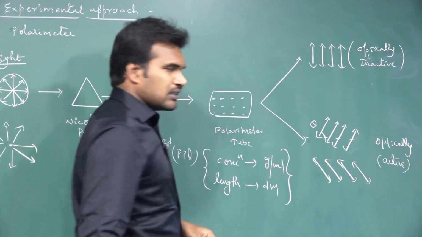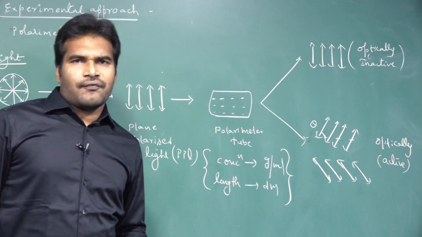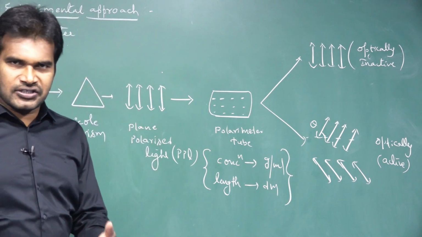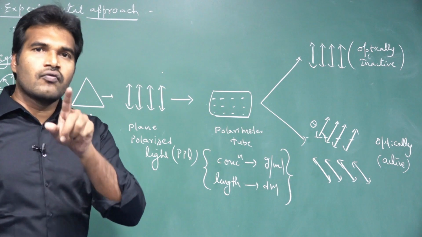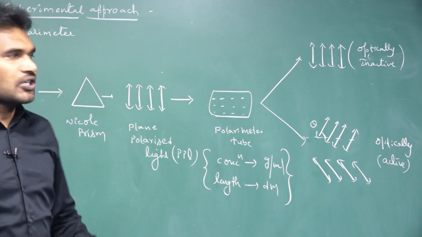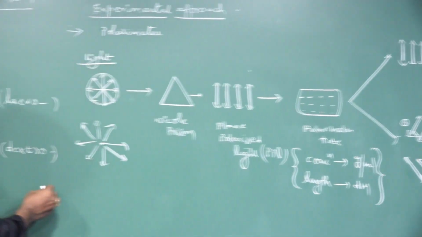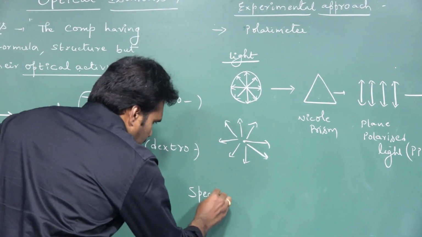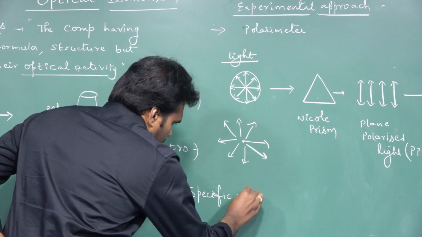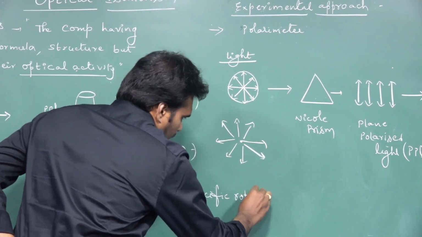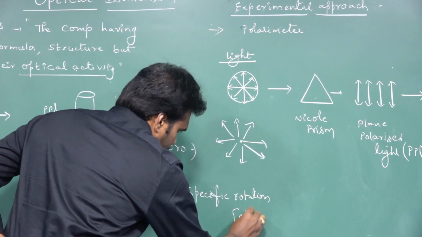Theta. We represent this with a theta. That is what? Angle of rotation. By using that angle of rotation, we can calculate the specific rotation of this compound. Okay, so we have a formula. What is that? The specific rotation. We represent this with alpha.